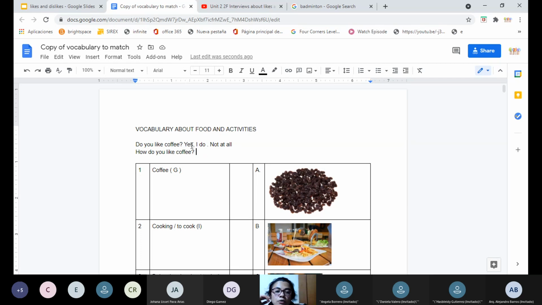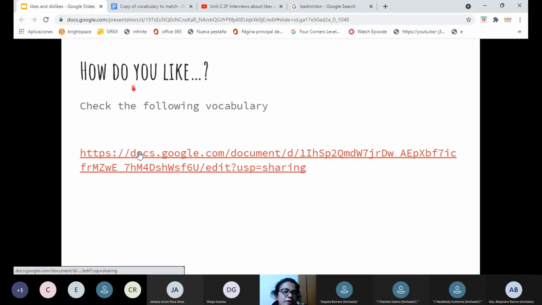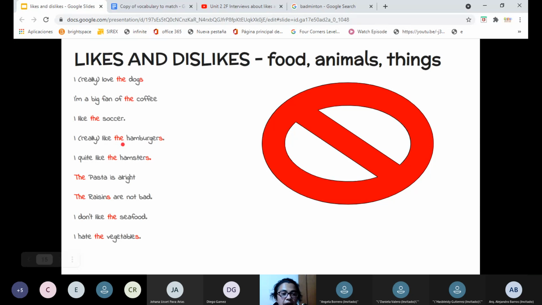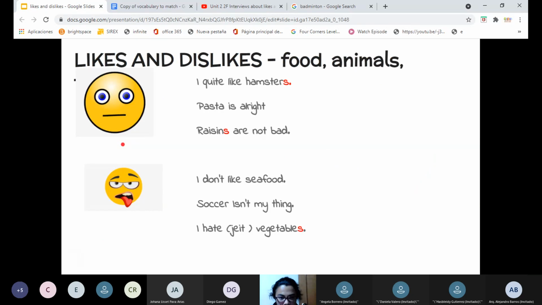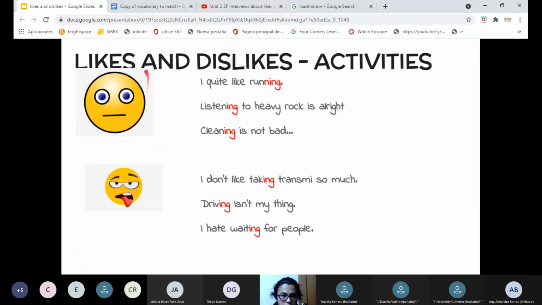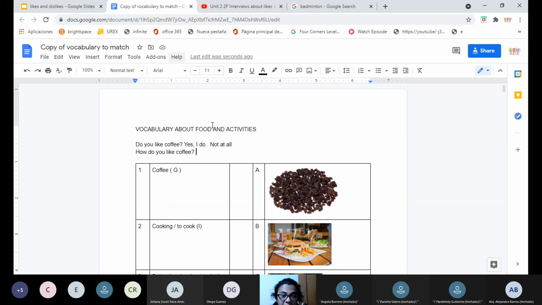And how do you like coffee? So I really love coffee. I don't like coffee. Coffee is my favorite drink, etc. Just remember here to use the vocabulary we are using, okay? And to take into account the information we are practicing with, okay? Let's start with this one, guys.